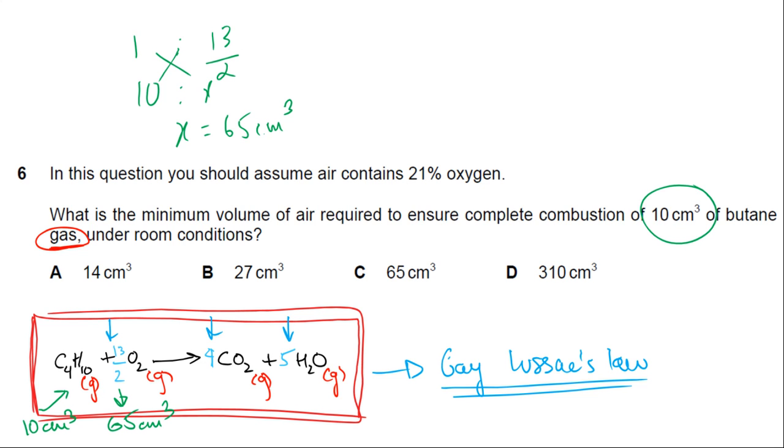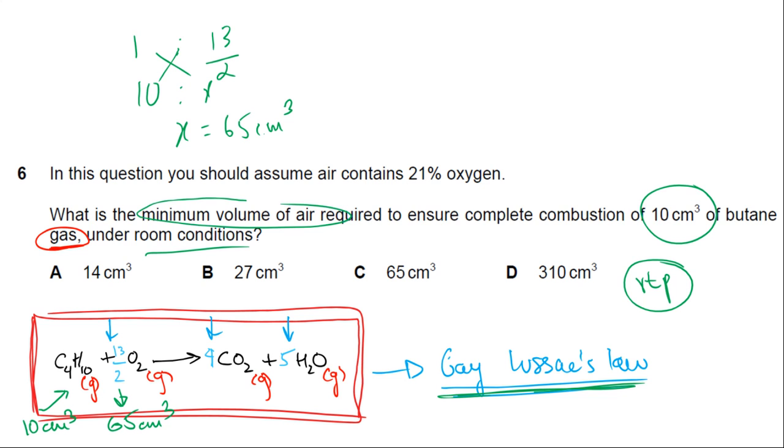This is how I simplified my question. If you do it with the mole method, you will still be able to solve it, treating it as at RTP a gas occupies 24 cubic dm. But to simplify this question, I've used the derivative that we get through Gay-Lussac's law. Now, I have the volume of oxygen required, but what did they ask for?